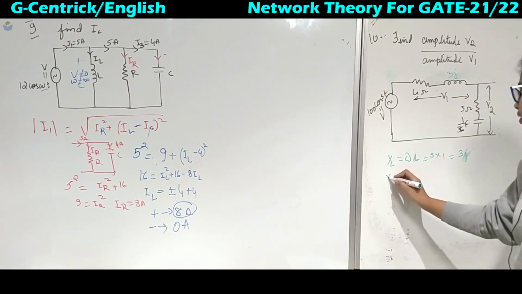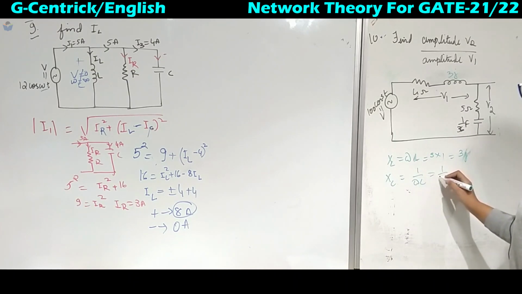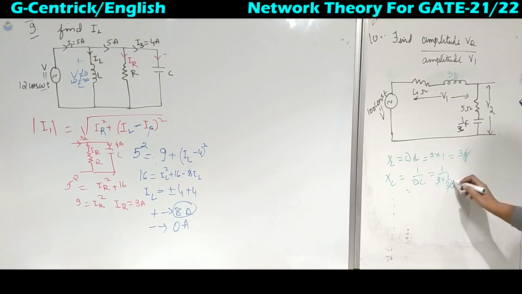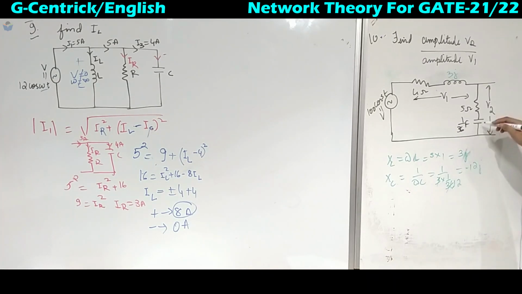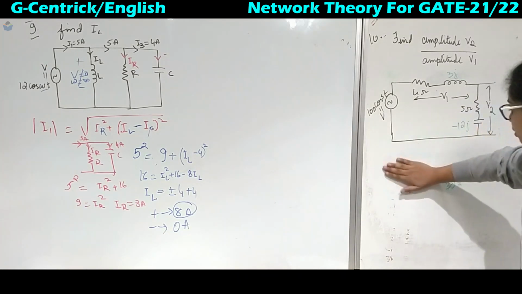For XC it is 1 upon omega C. So 1 upon 3 into 1 upon 36, so this is 1 upon 12, and it will be minus 12J. So we will write it as minus 12J. Now both of them are in ohmic values.